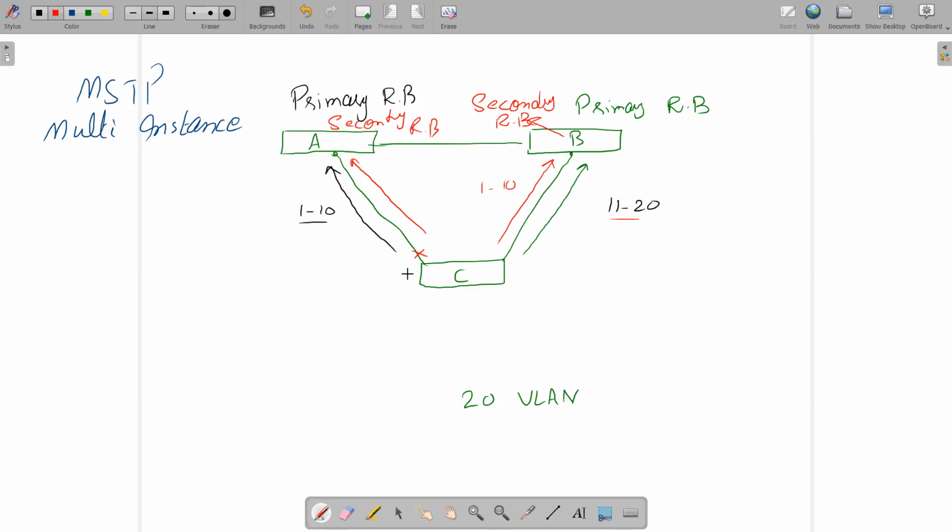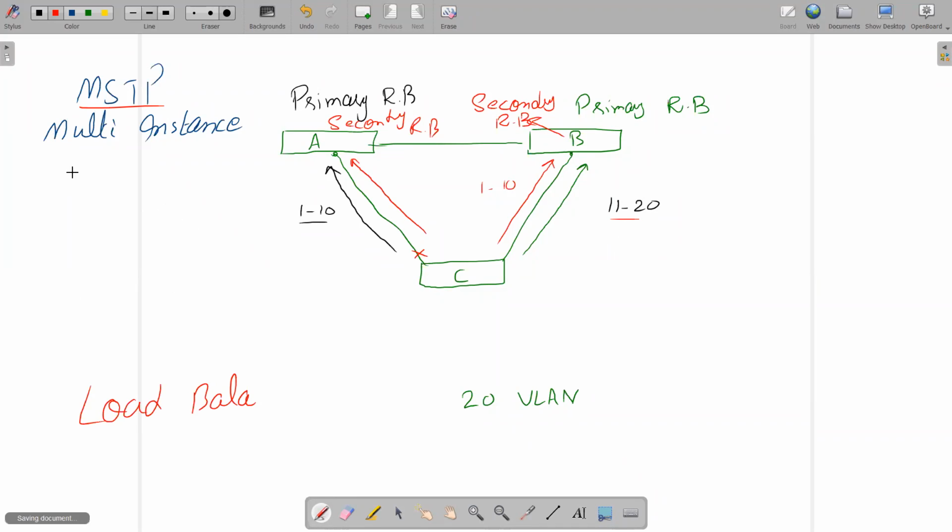Can you guys catch me? You got my point? What we are trying to do, we are simply achieving load balancing, by using MSTP, which cannot be offered by STP and RSTP.